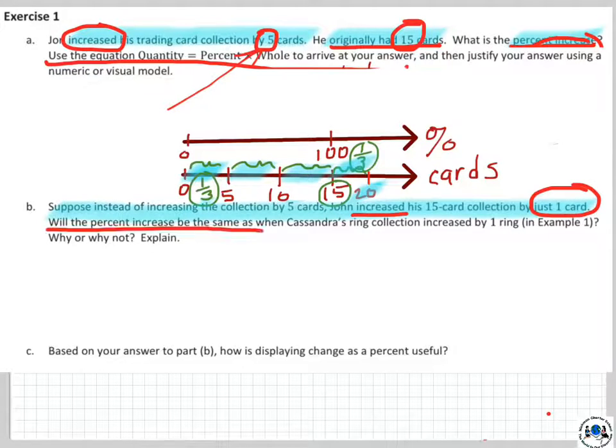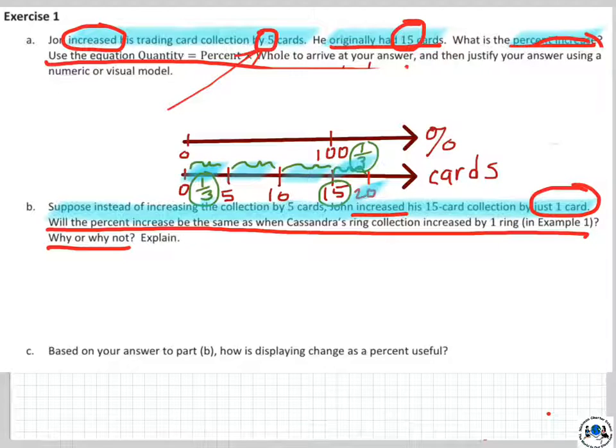Alrighty, here we go. Now next. Suppose instead of increasing the collection by 5 cards, John increased his 15 card collection by just 1 card. Will the percent increase be the same as when Cassandra's ring collection increased by 1 ring in example 1? Why or why not?